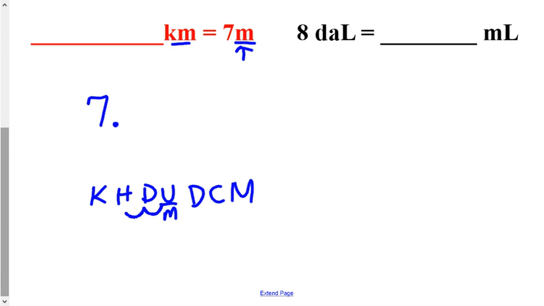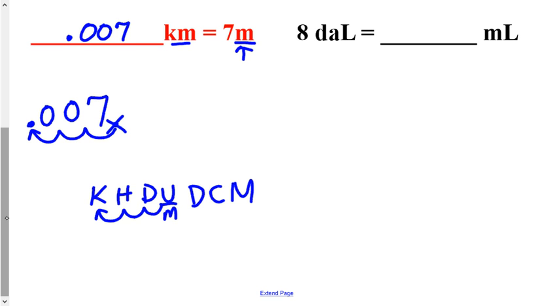So I have to go 1, 2, 3 to the left. So pick up my decimal and move 1, 2, 3 to the left. Here's my new decimal, cross out the old one. And any empty spaces I have to fill with a 0. So I end up with 7/1000ths of a kilometer.